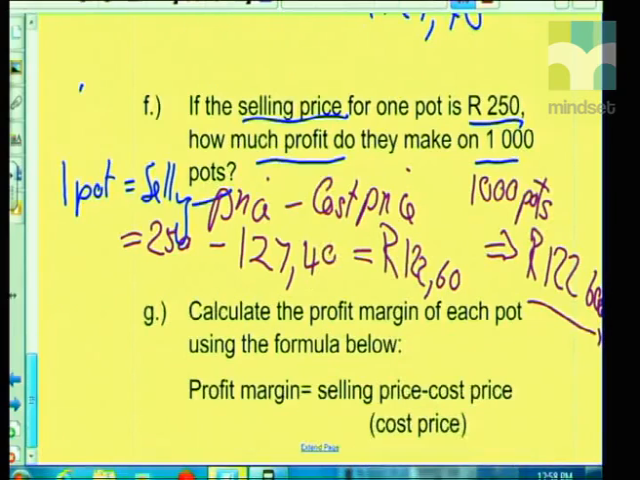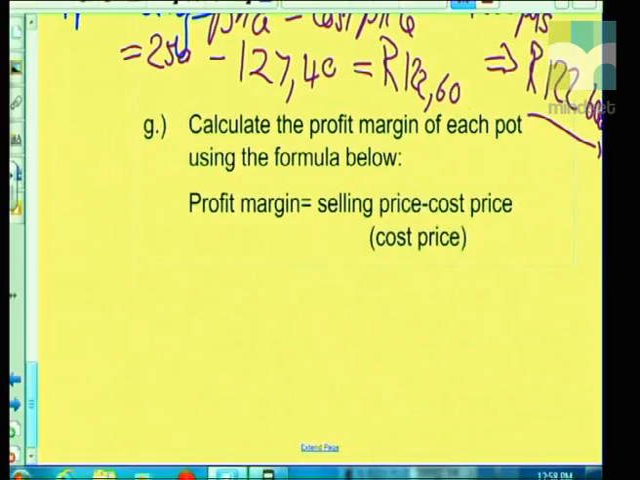Hope you can see that it's not that difficult. We've got the story sorted. So let's move this and let's see the last question. Calculate the profit margin of each pot using the formula. Profit is going to be the selling price minus the cost price, divided by the cost price. So I think we've got all of that. Let's make sure that we've written it down, and we've got profit margin.